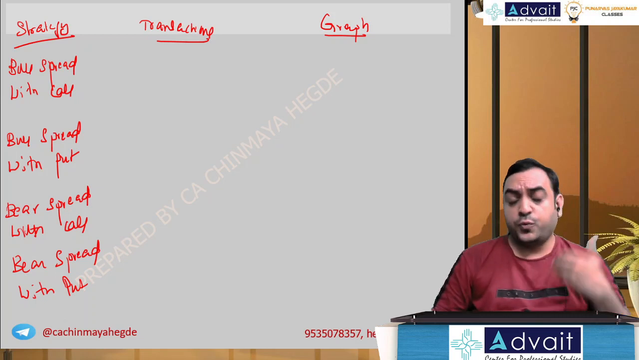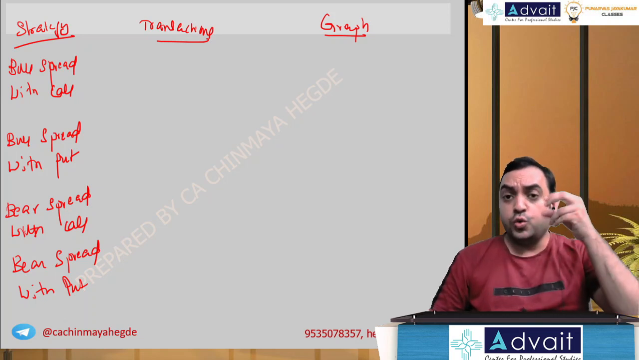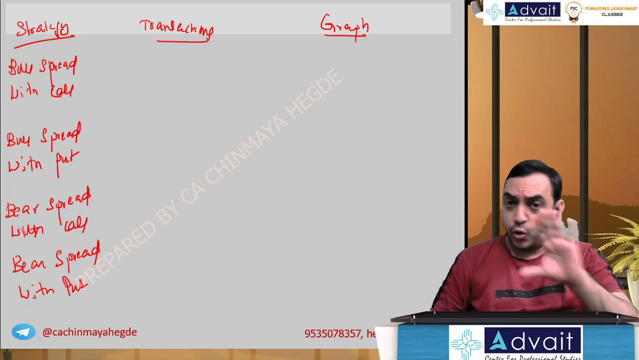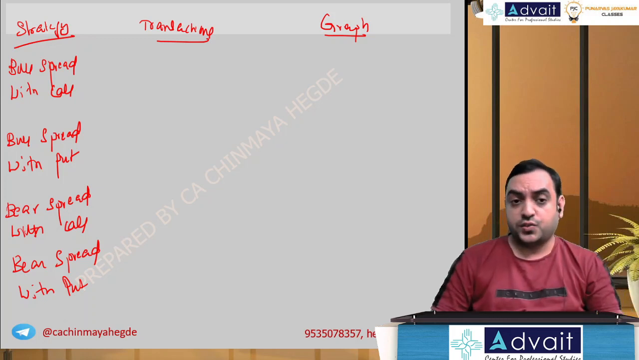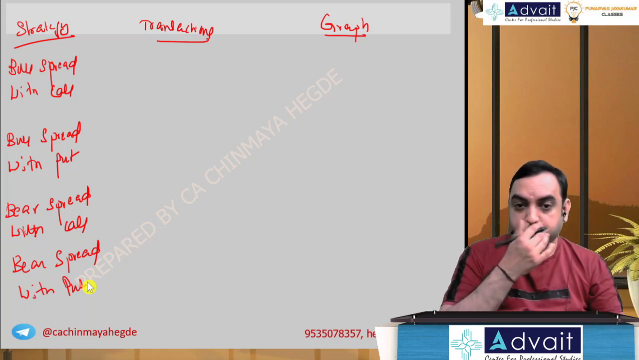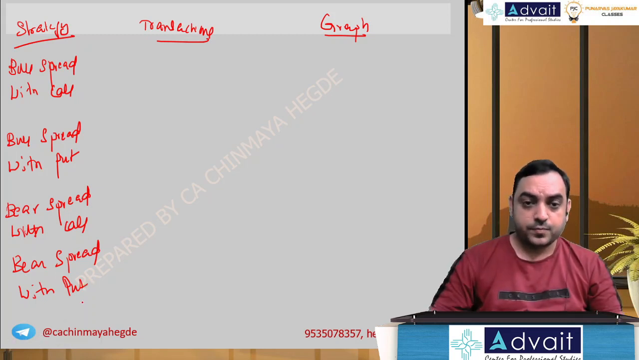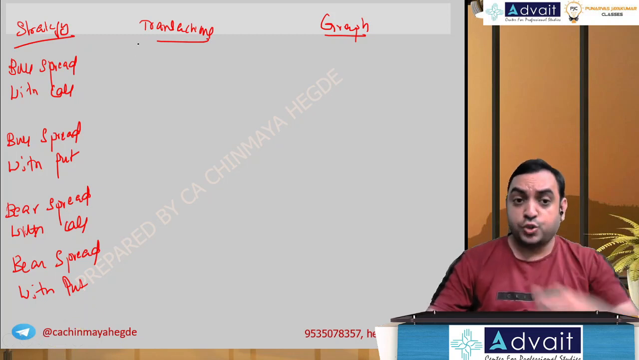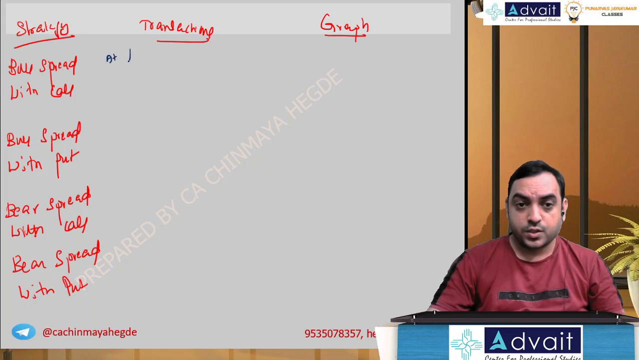Now, bull spread with call. I take two positions, only using a call. So what I do is, at a lower strike price, you buy a call, and at a higher strike price, you sell a call.